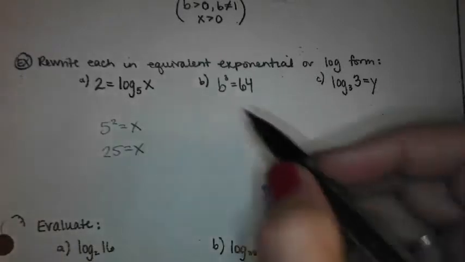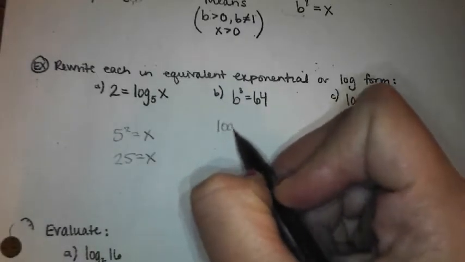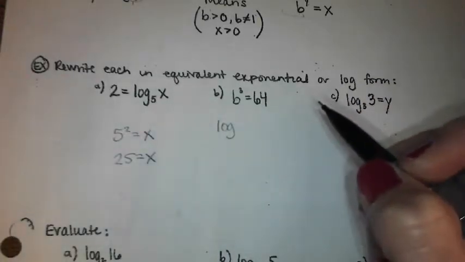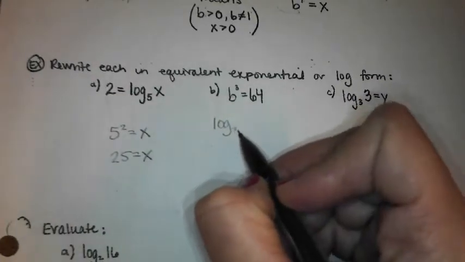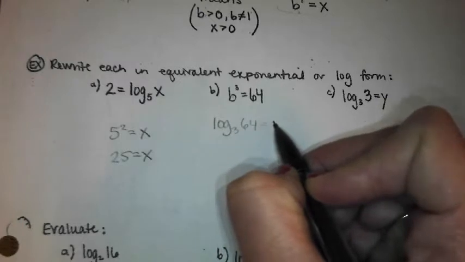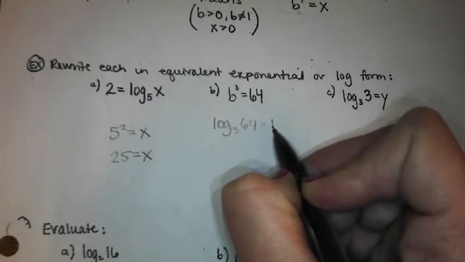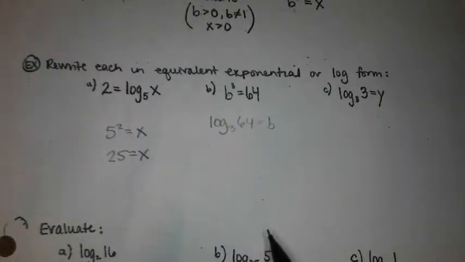Zach, what do you think? Log what? Log base 3 of 64 equals b. What do you think of that?